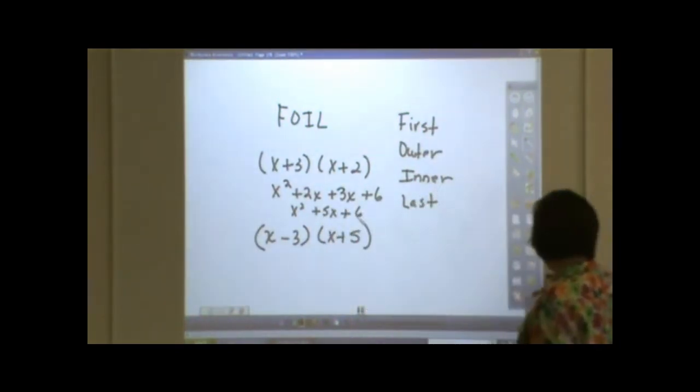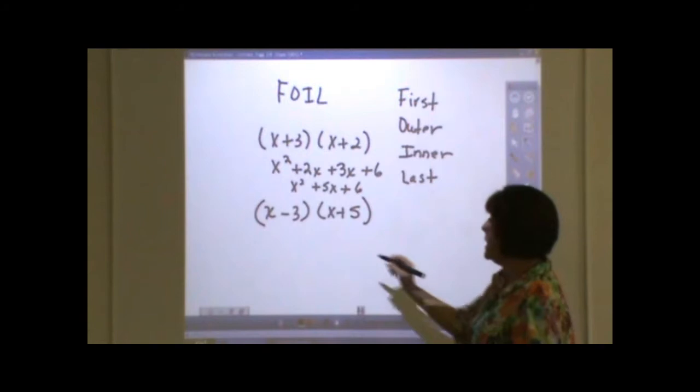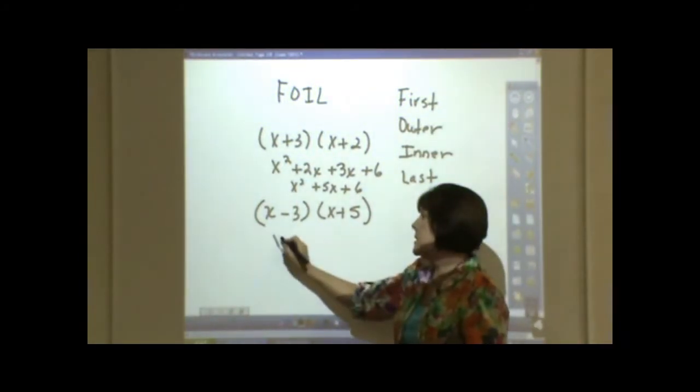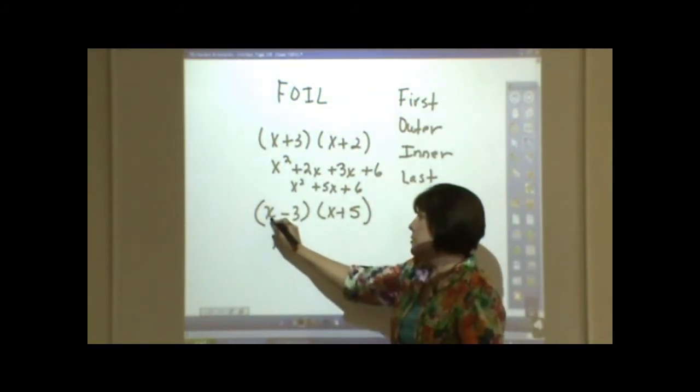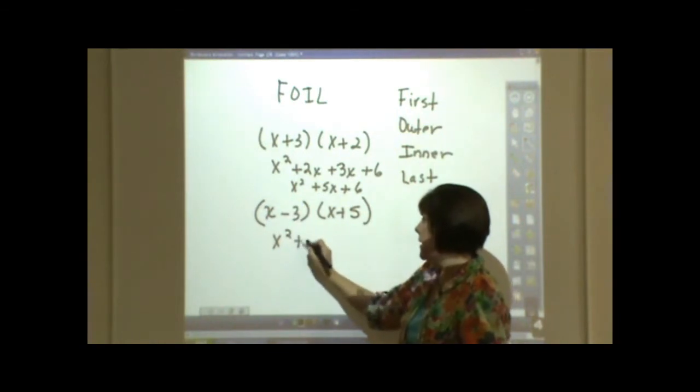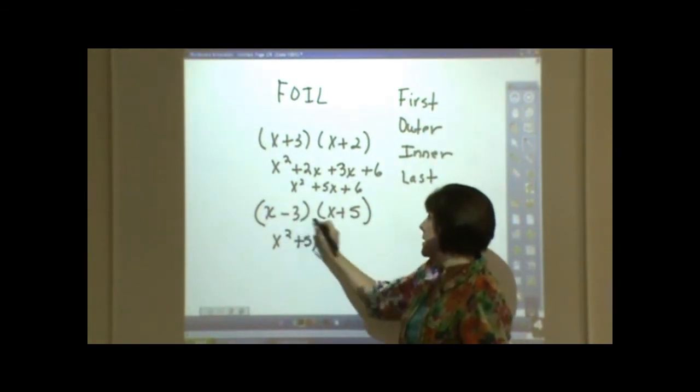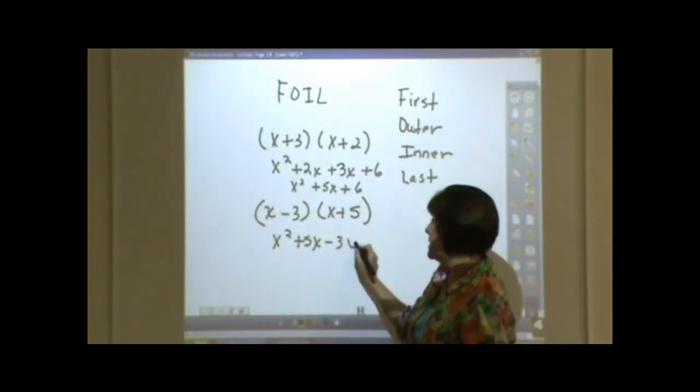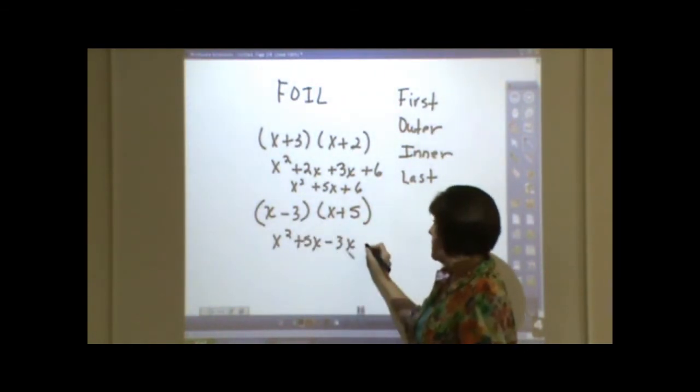We'll try that again when the signs are different. Again, first times first, x times x will be x squared. Outer terms, x times 5 would be 5x. Inner term, negative 3 times x would be negative 3x. And last times last, negative times positive, would be negative 15.